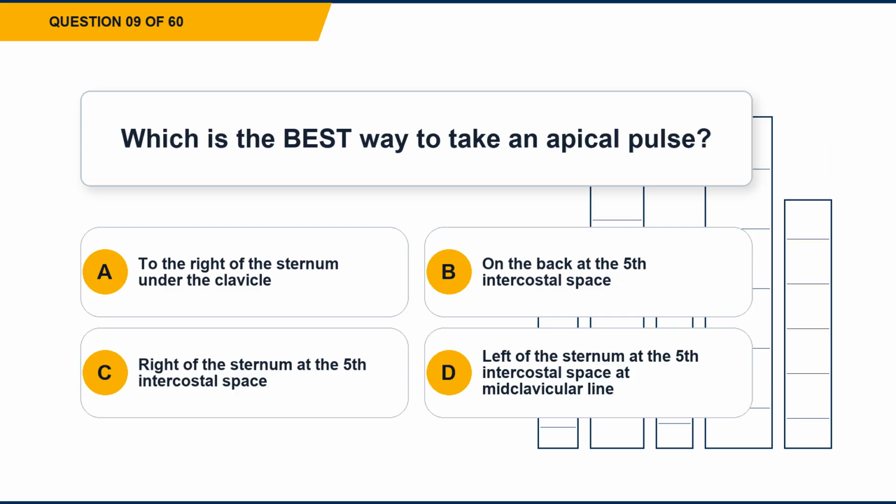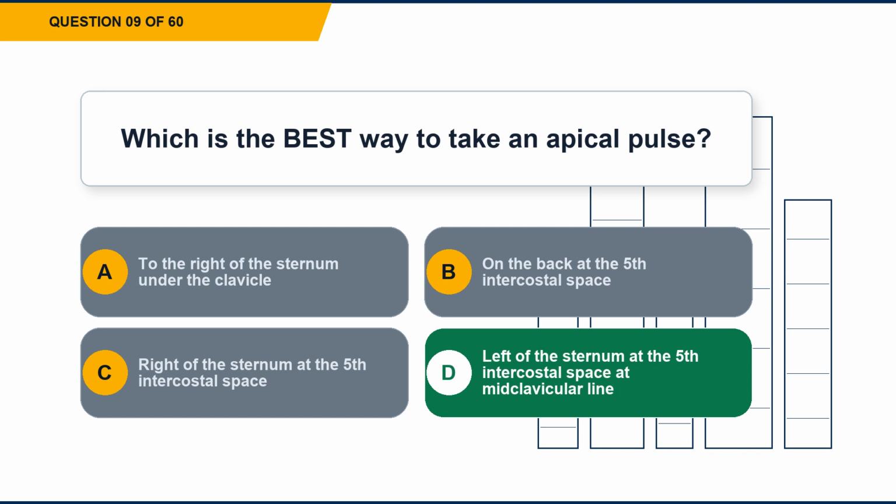Question 9. Which is the best way to take an apical pulse? Option A, to the right of the sternum under the clavicle. Option B, on the back at the 5th intercostal space. Option C, right of the sternum at the 5th intercostal space. Option D, left of the sternum at the 5th intercostal space at mid-clavicular line.